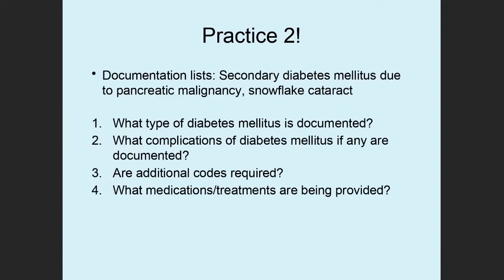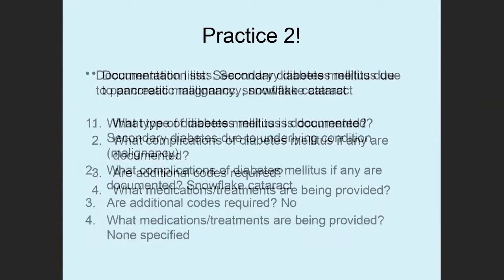Okay, so here's another practice, and we're going to go through the questions. The documentation, the questions will help lead you through finding the correct code. Secondary diabetes mellitus due to pancreatic malignancy, snowflake cataract. What type of diabetes is documented? What complications, if any, are documented? Are additional codes required, which you may not know until you go into the book? But it's important to look at that and say, do I need something else? To look for those notes. And then what medication treatments are being provided.